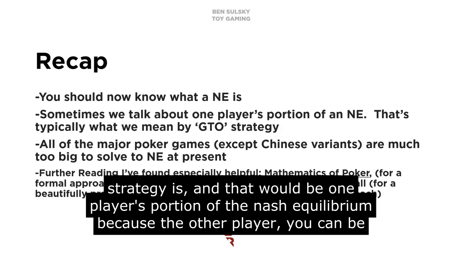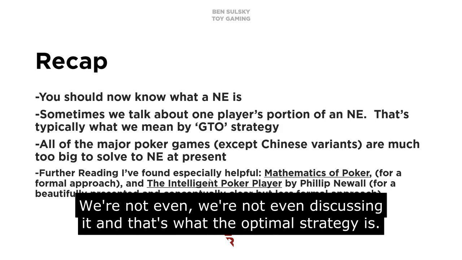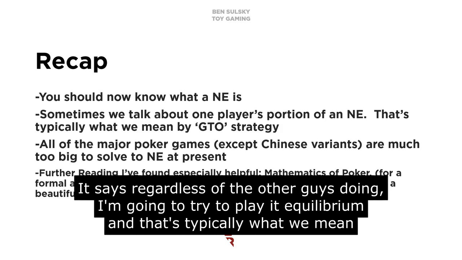And that would be one player's portion of a Nash equilibrium, because the other player can be doing anything. We're not even discussing it. And that's what an optimal strategy is. It says, regardless of what the other guy's doing, I'm going to try to play at equilibrium. And that's typically what we mean by a GTO strategy.